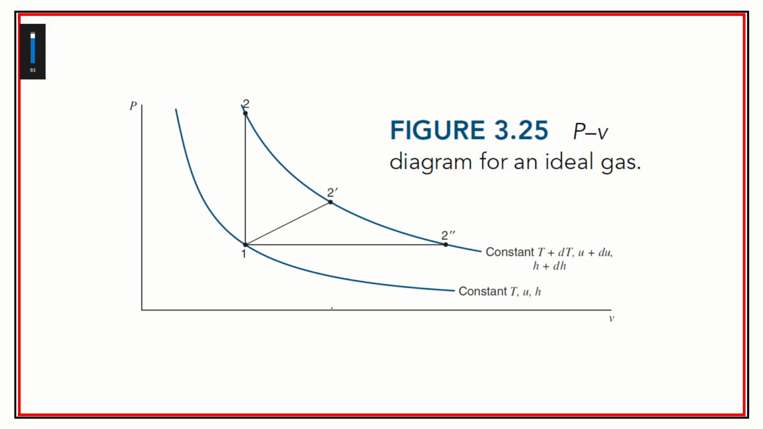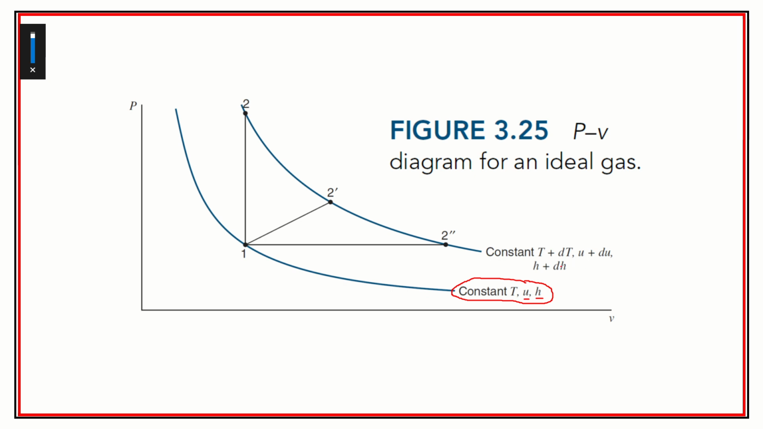Here's an interesting thing right here. So there's a graph, and notably we have a constant temperature. And because we have a constant temperature, we also have a constant internal energy and a constant enthalpy, right? Because remember, this is an ideal gas, and it's only dependent on temperature. So if the temperature is constant, internal energy is constant, and enthalpy is constant.